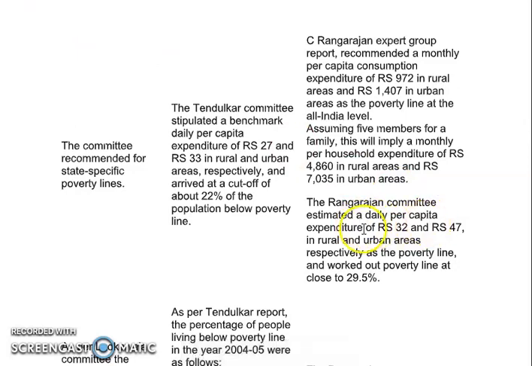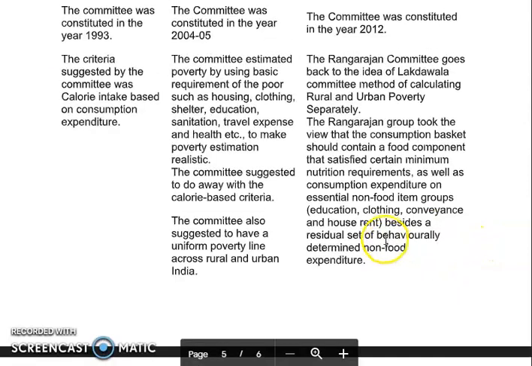The Rangarajan committee estimated a daily per capita expenditure of rupees 32 and rupees 47 in rural and urban areas respectively as the poverty line, and worked out poverty line close to 29.5%. The daily per capita expenditure for the Tendulkar committee was rupees 27 and 33, rural 27 and urban 33. For the Rangarajan committee, the daily per capita expenditure of rupees 32 and rupees 47 is a slight difference. In the rural area it is 27 there, here it is 32. And in urban area, in the Tendulkar committee, the daily per capita expenditure is rupees 33; here it is 47.